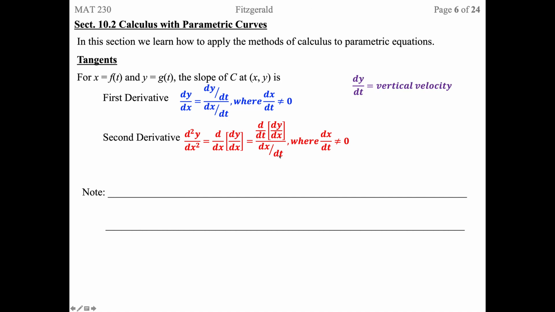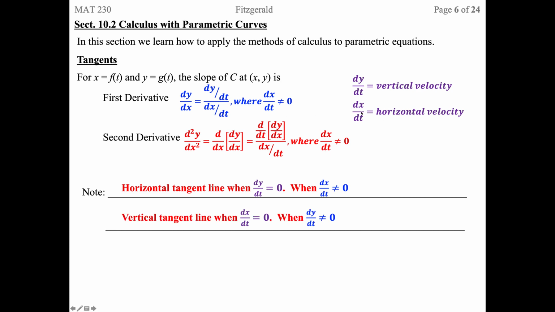Our dy over dt is our vertical velocity. Our dx over dt is our horizontal velocity. What does that mean to us? When dy over dt is equal to 0, that means we're not moving up or down, so we have a horizontal tangent. We just have to make sure that dx over dt doesn't equal 0 on the bottom, because then you have 0 over 0, an indeterminate form. We don't want that. And if we want a vertical tangent, then dx over dt is equal to 0, but at the same time, the numerator dy over dt cannot be 0.